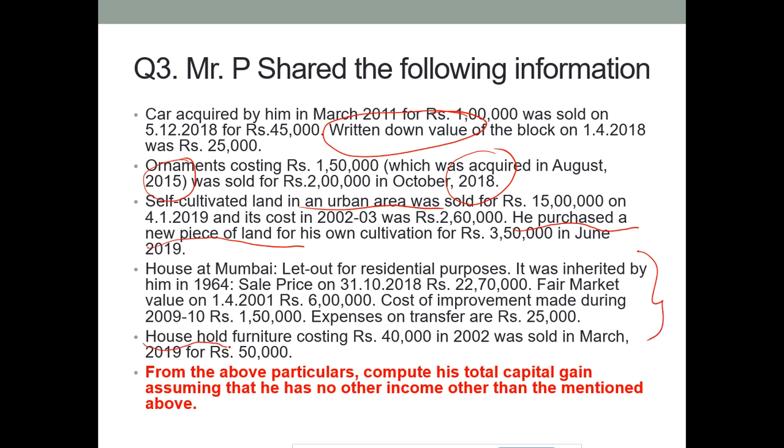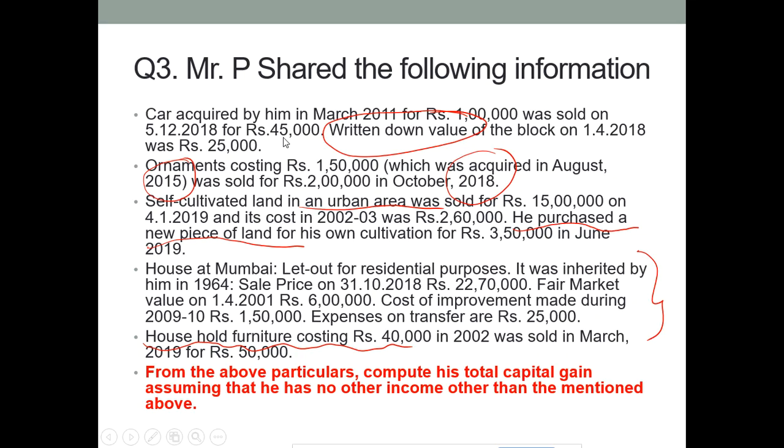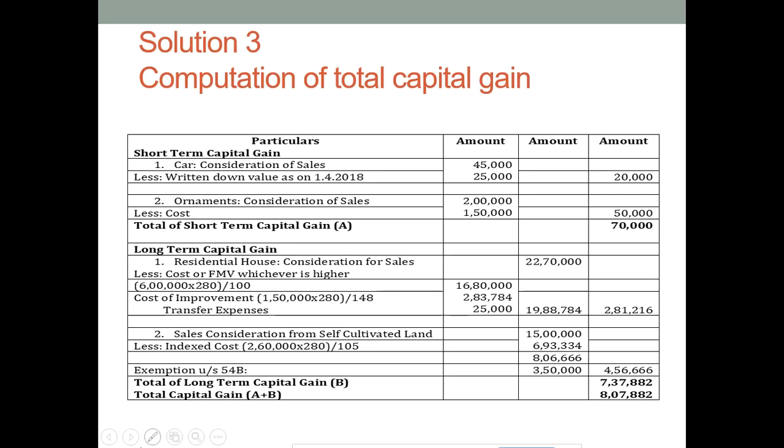Household furniture costing rupees 40,000 in 2002 was sold in March 2019 for rupees 50,000. So from the above particulars, we have to compute his total capital gain, assuming that he has no other income other than the mentioned above. Now let's see one by one. Car, as you know, it is a depreciable asset. Even though it is held for more than 36 months, it will always be short-term capital gain.